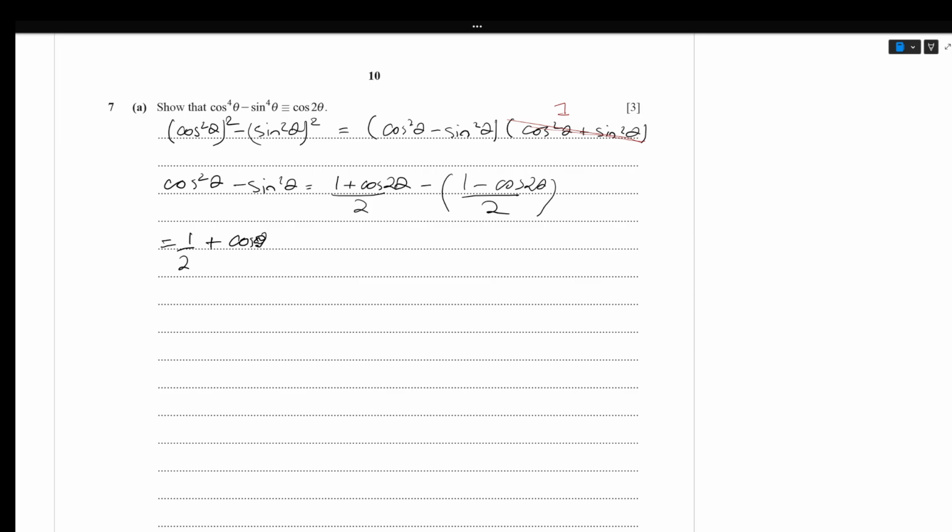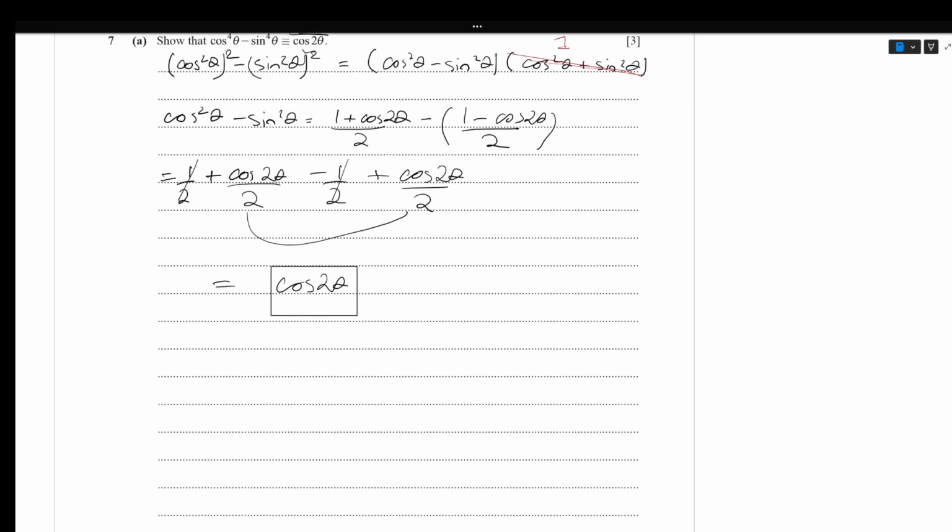plus cos theta by 2 minus half plus cos theta by 2. This cancels out, half plus half is 1, so the final answer is cos 2 theta, as we were supposed to show. So 7a done.